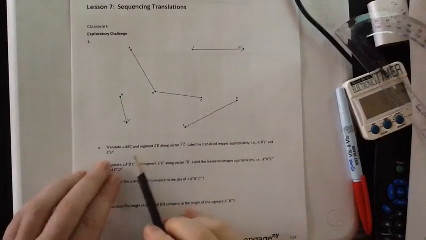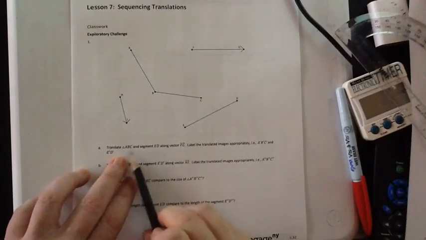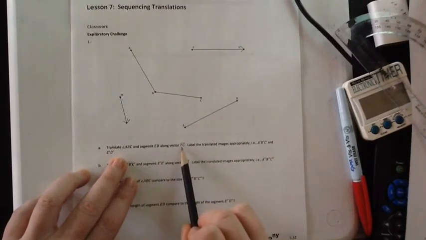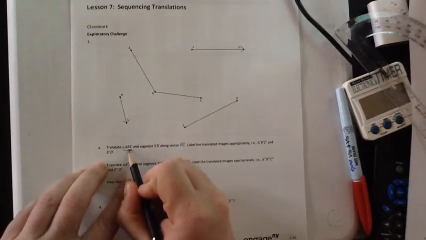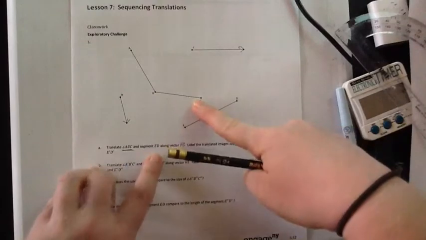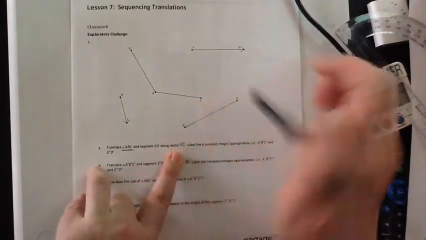All right, so the first problem says translate angle ABC and segment ED along ray FG. So we're gonna start with angle ABC. So that's this angle right here. And then vector FG is this one here.